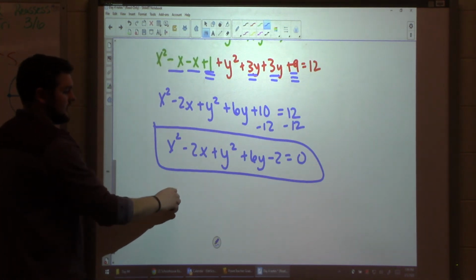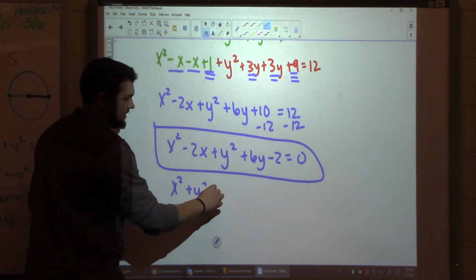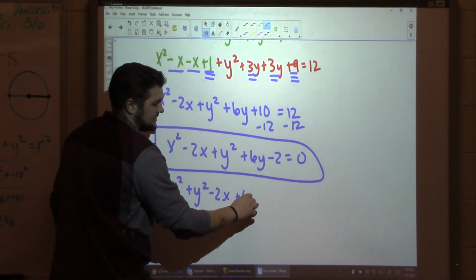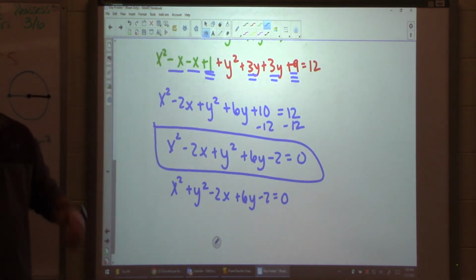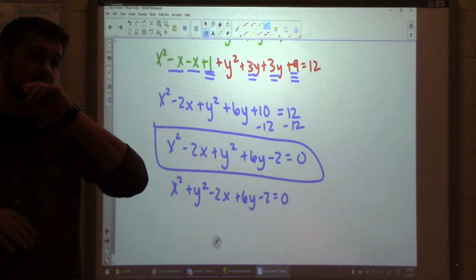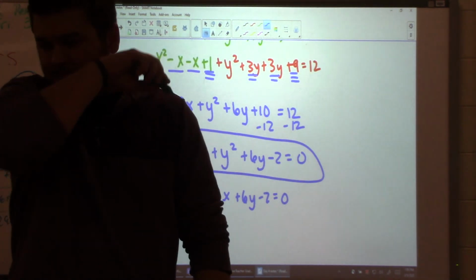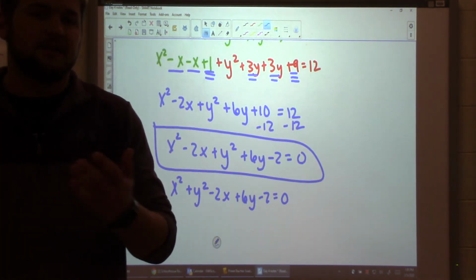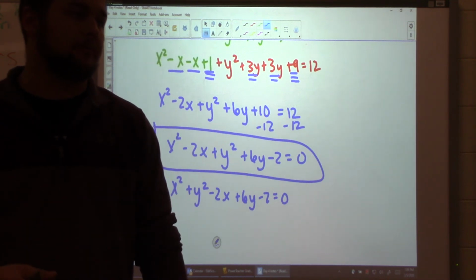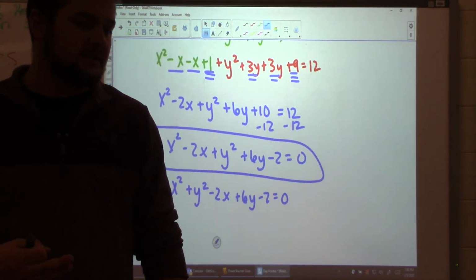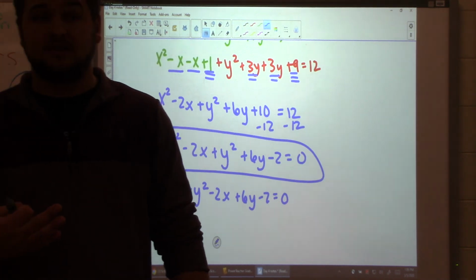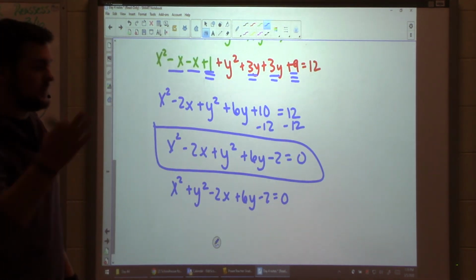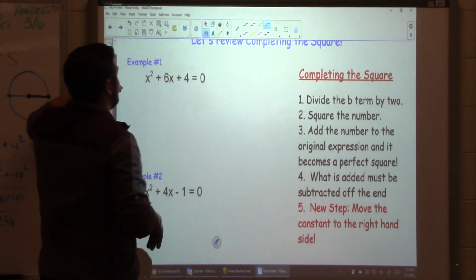Like I said, you could also write it x squared plus y squared minus 2x plus 6y minus 2 equals 0. Either one of those works. However you want to do it. So we're FOILing and getting it equal to 0 to change it to general form. Okay, does that make sense? Any questions on that? Okay, well, before we try and do it the other way, like I said before, we're going to complete the square.